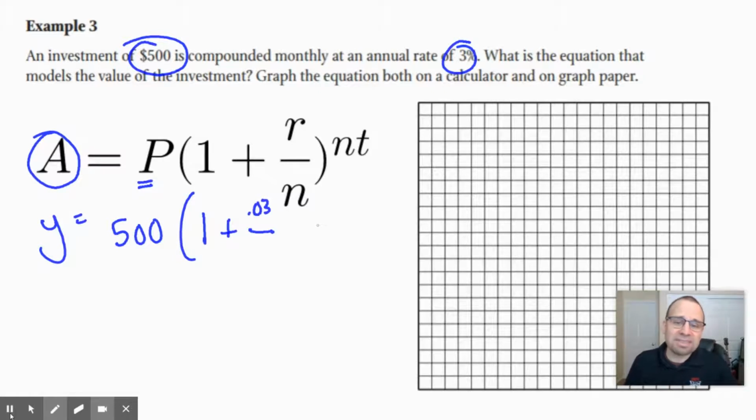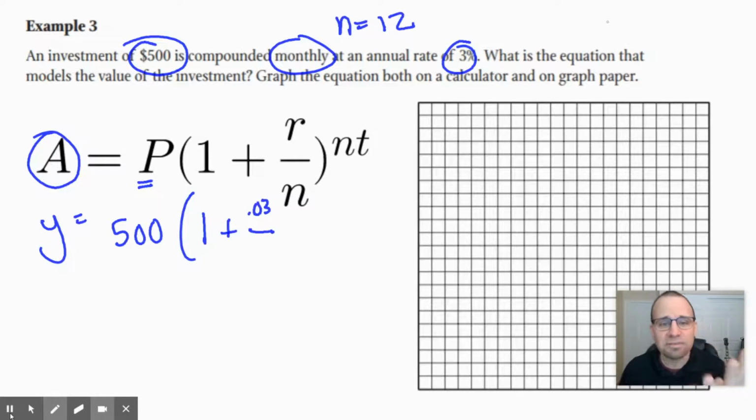Now, this is happening monthly, and you've got to think to yourself, how many months are there in a year? And the answer is 12. So in this particular problem, N is going to be equal to 12. If it says quarterly, N would be equal to 4, because it's happening 4 times a year. There's 4 quarters in a year. So monthly is 12, quarterly is 4, biannually or twice a year would be 2. And then if it's just annually, you don't have to use this formula at all.